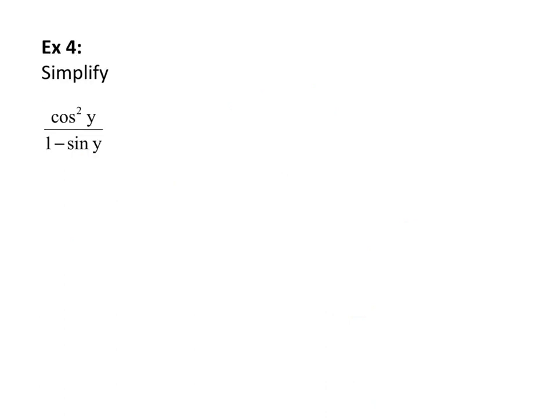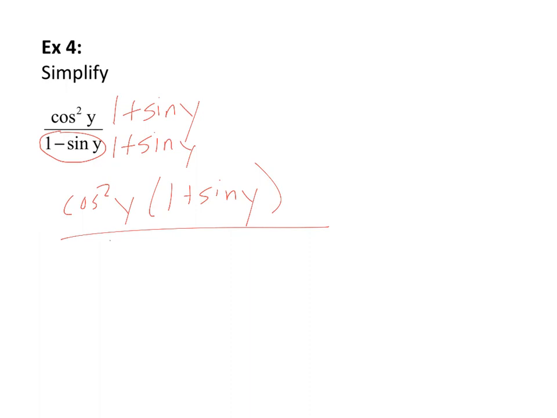Example 4, simplify. Okay, what are we going to do here? All right, we got this difference on the bottom. Whenever you want to get rid of a difference like that, one strategy you can utilize is to multiply by the conjugate. Because then you'll end up with something squared on the bottom. And when something's squared, then you could tap into the Pythagorean identity possibly to help simplify things. Okay, so we have cosine squared y times 1 plus sine y all over 1 minus sine squared y.